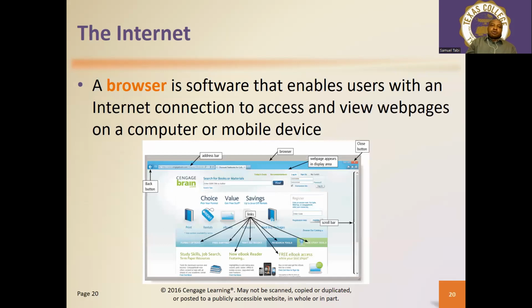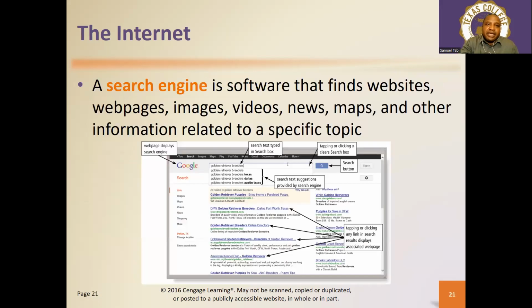Now, in order for you to be able to gain access to a website, you need an application software known as a web browser. And so a browser is a software that enables users with an internet connection to access and view web pages on a computer or mobile device. Examples would be Google Chrome, Mozilla Firefox, Microsoft Edge. Okay.